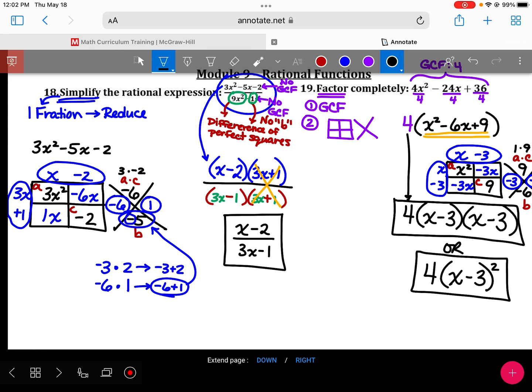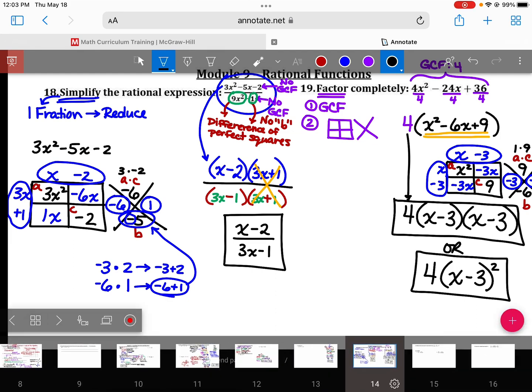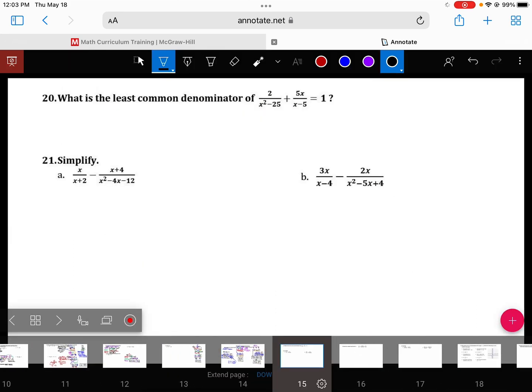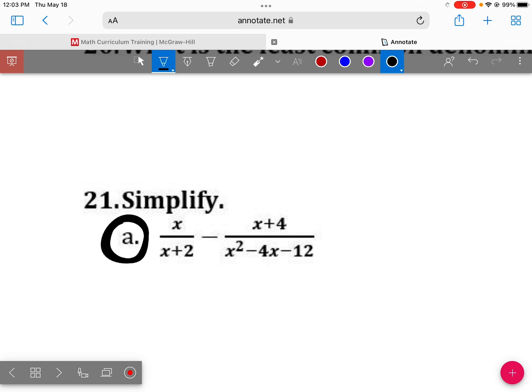I do want to look at number 21. I want to do one of the parts with you. Do you guys want to do part A or part B on number 21? You want to do A. Honestly, A is harder than B. Let's do A. The directions here also say simplify, but now I have two fractions. Kaylin, this is what you're asking about. Directions say simplify, but I have two fractions.